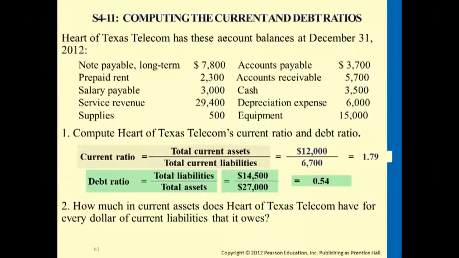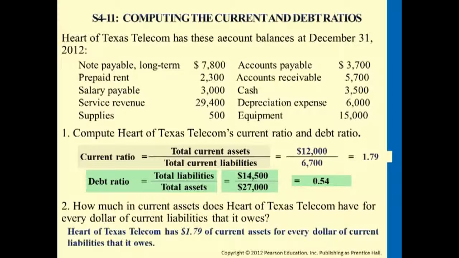For debt ratio, $14,500 over $27,000. And the rule of thumb is about 0.6. So anything below 0.6 is considered pretty good as well. It means you have enough total assets to cover total debt. So both of these ratios tell you the sign is pretty good in terms of financial position, paying off current liabilities and long-term liabilities.